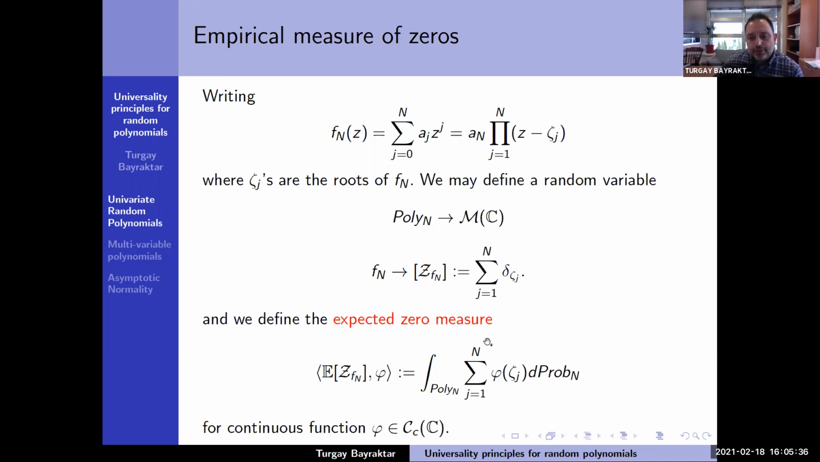And we are interested in the asymptotic distribution of this object. Of course, as you see, the mass of it depends on n. So if you divide, it'll be a probability measure. So we're interested in the asymptotic behavior of (1/n) E[Z_{f_n}], or (1/n) Z_{f_n}. So we're interested in these objects.